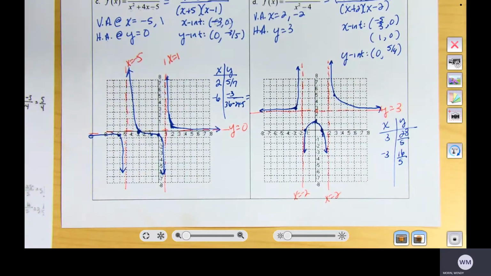Okay. All right. Isn't that fun? Graphing rational functions. Memorize all of this stuff and all the different parts and pieces that you have to put on the graph without a graphing calculator.